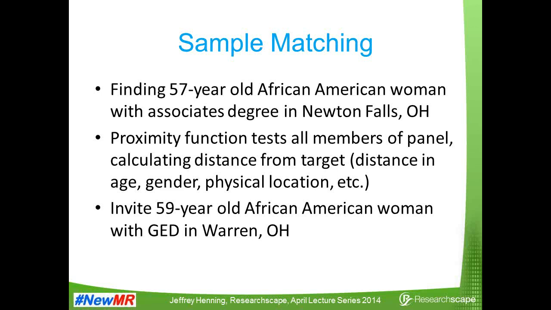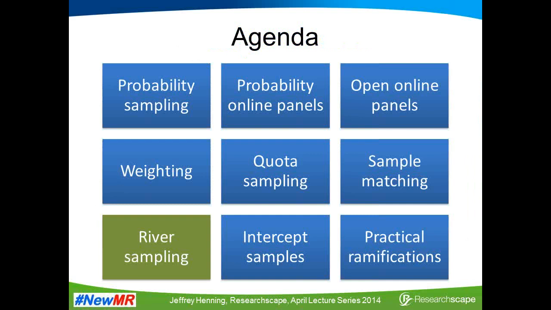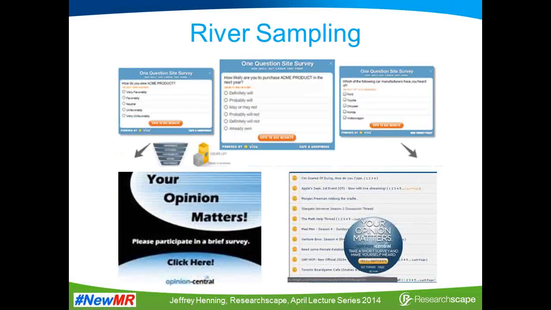And what they find by sample matching is that when they do this over and over again, in fact, it greatly improves the representativity of the survey. So sort of quota sampling taken to its logical extreme, you know, one quota per respondent, one cell for each respondent. Now I want to look at river sampling and then intercept samples before bringing it all together with some practical recommendations for you.